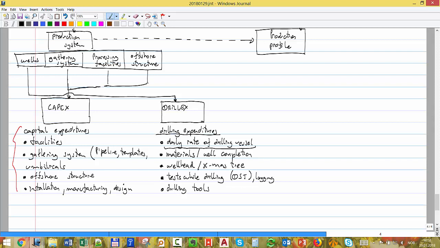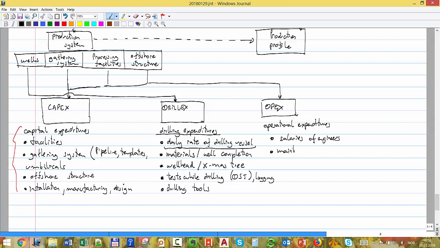Okay, so let's see here. This also takes information from here. And then you have here the OPEX, operational expenditures. Very important what you have here: the salaries, right? Of all of us that are going to be working in the company, say the salaries of the engineers. Okay, maintenance. Sometimes replacement of equipment. Then you have this well intervention.